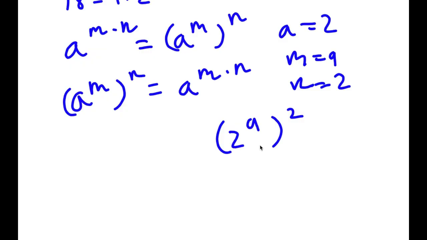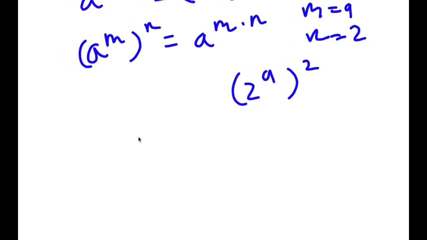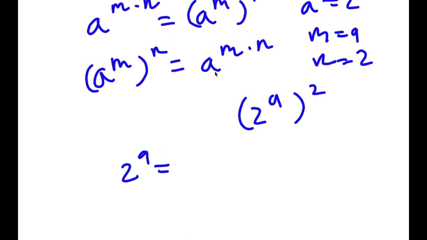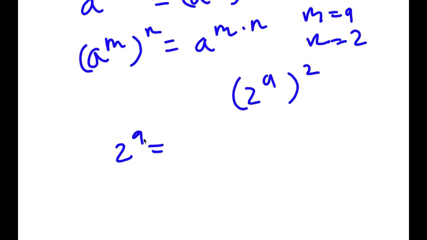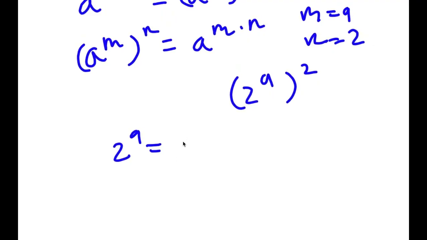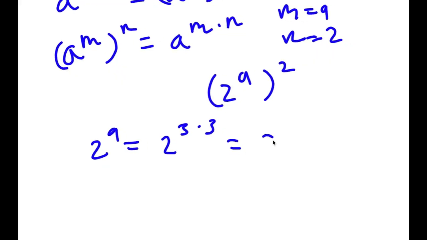Well, let's first solve 2 to the power of 9. We're going to ignore the exponent for now. So 2 to the power of 9. Now, remember, if I have something in the form a to the power of m times n, this is equal to a to the power of m to the power of n. So 2 to the power of 9 is going to equal 2 to the power of 3 times 3, which is equal to 2 to the power of 3 to the power of 3.